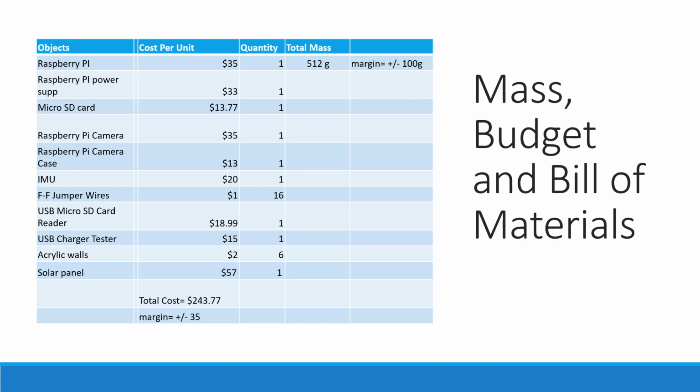For total mass, we had about 512 grams. It was difficult to find mass online for each of the objects. We were only able to find weight, if we were even able to find weight. So what we did is we found the mass of more common, everyday objects that seemed like they would have a mass similar to the Raspberry Pi and satellite. From there, we got 512 grams with a margin of plus or minus 100 grams.